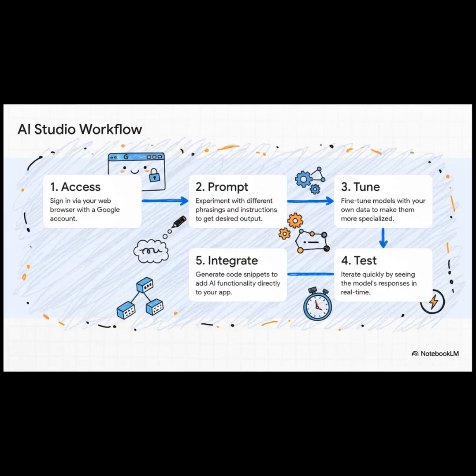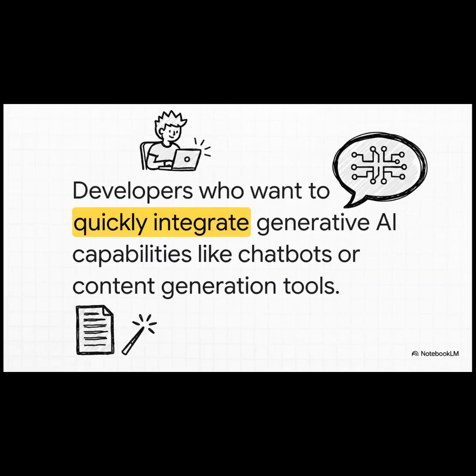And just look at this workflow. It's almost ridiculously simple. You literally just sign in with your Google account, you start writing prompts, you see what the model gives you back, and then, and this is the cool part, you can actually fine-tune it with your own data to make it way smarter for whatever you're doing. Once you're happy, it just hands you the code to drop right into your application. It is all about speed. Speed, speed!